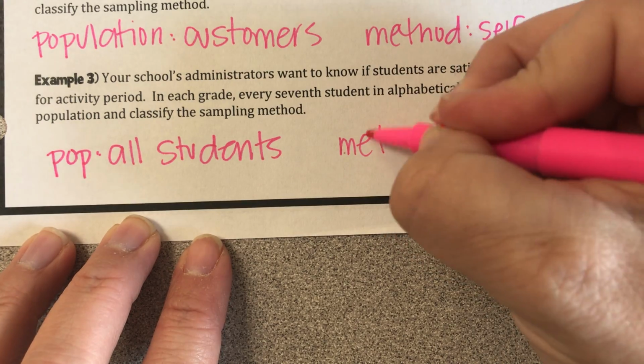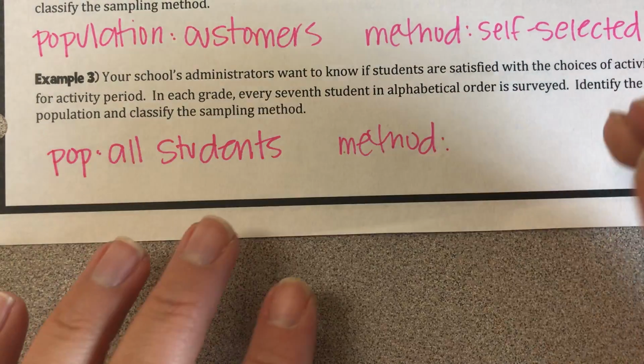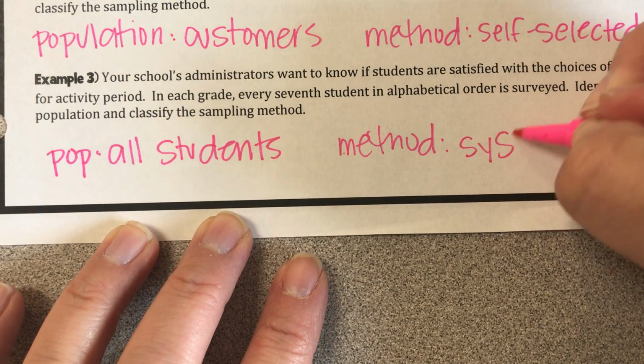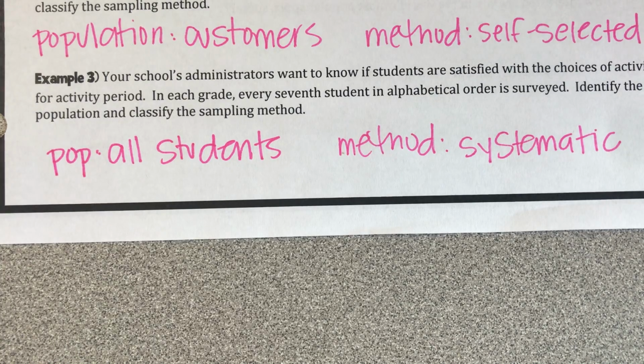And the method, which one is it? That is going to be systematic, right? They're using a system. They made a rule, and the rule is we're going to pick every 10th person or every 7th person in alphabetical order. So that would be systematic.